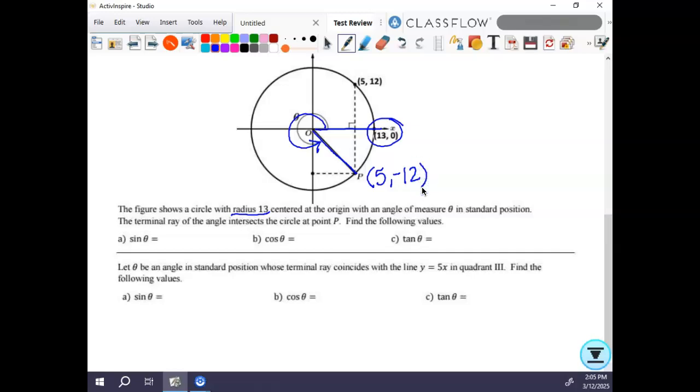Right? So sine, if this is not a unit circle, sine is not just y, sine is going to be y over r, and my y value is -12 over 13. Cosine is x over r, so that would be 5 over 13. Tangent is y over x, so that's negative 12 over 5. Okay, everybody good with that? Questions? All right.